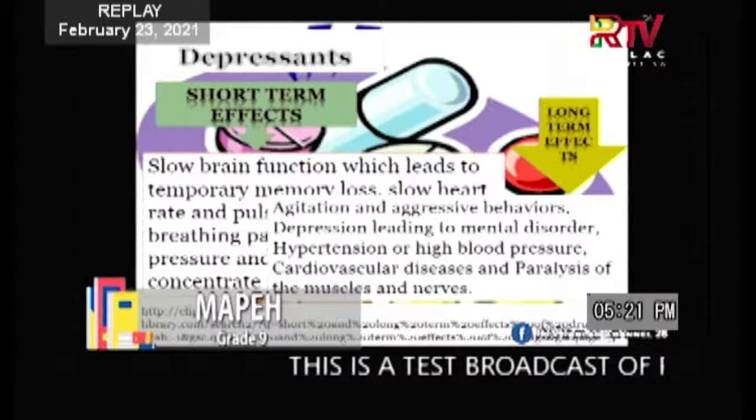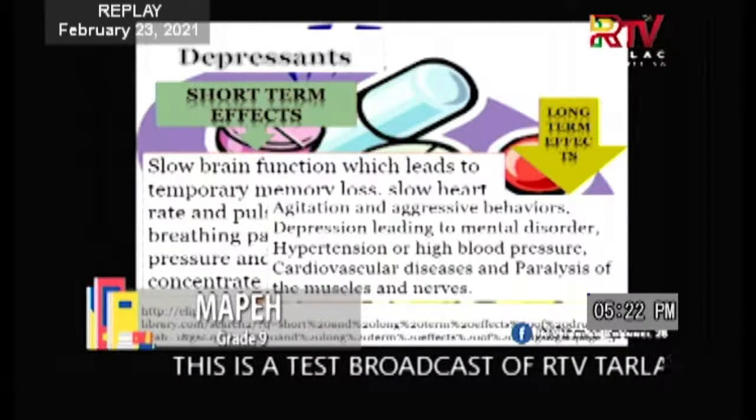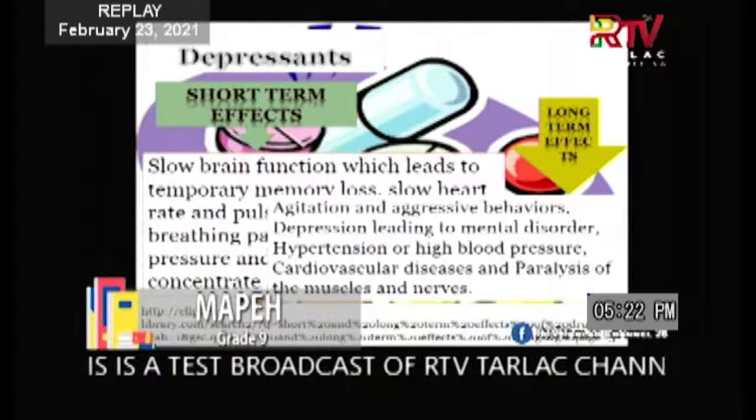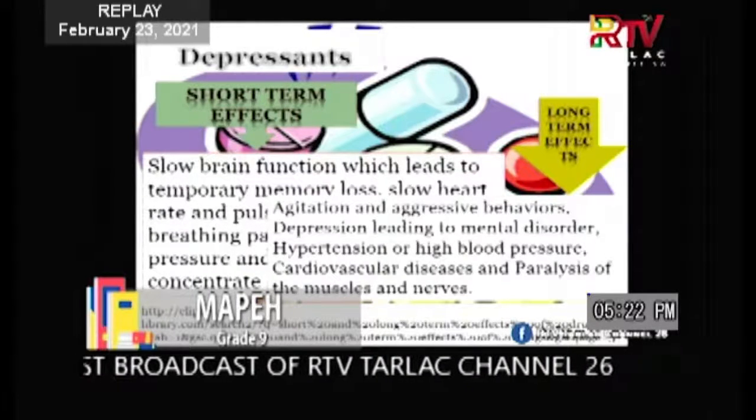And of course, grade 9 learners, we must be very careful in using and taking depressants as they give harmful effects to our body.